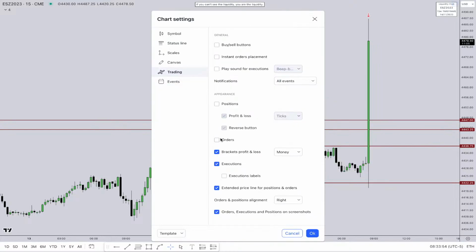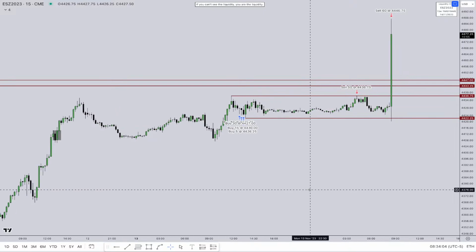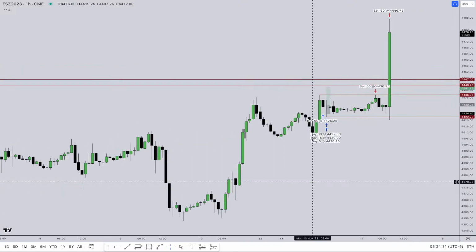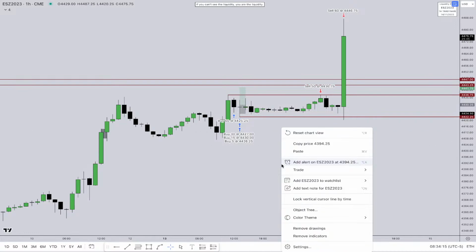Let me show you the positions, execution levels. All right, I'm going to explain everything about this entry. Let's go to the hourly chart. You can see how we have... Let me remove this, but I just want to show you the levels.